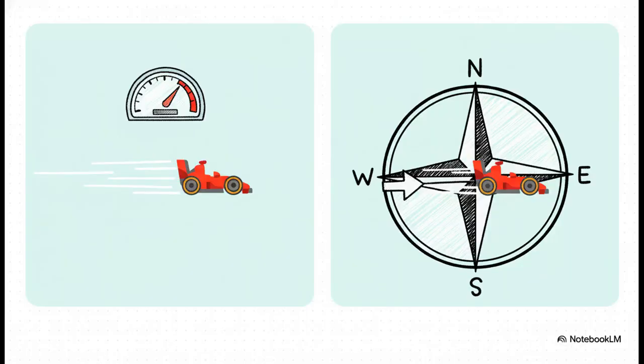So here's the bottom line. Speed is a scalar. It's just a number on your speedometer. It tells you how fast. Velocity, though, is a vector. It tells you how fast and in what direction. So saying you're going 60 miles per hour, that's a speed. Saying you're going 60 miles per hour north, now that's a velocity.